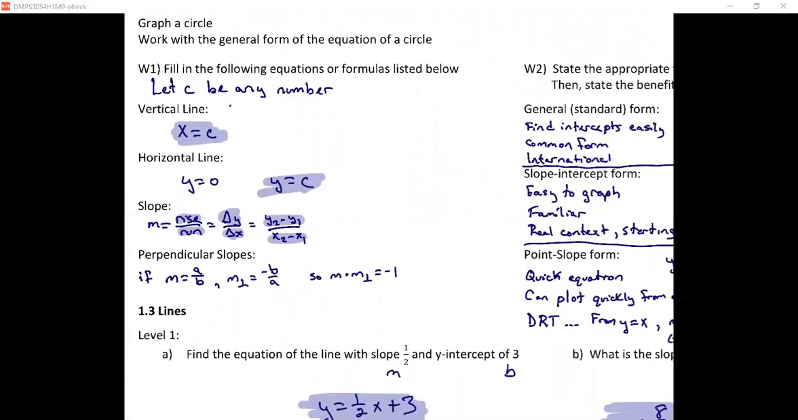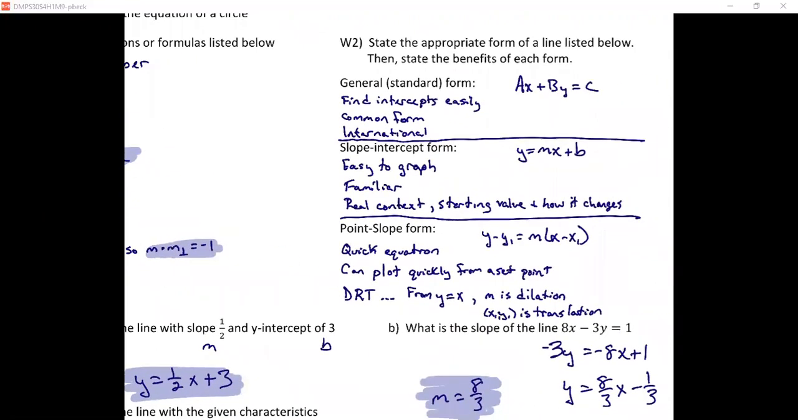Perpendicular slopes, we know, are opposite reciprocals of each other. So if your slope is a over b, your perpendicular slope is negative b over a. One of the properties of perpendicular slopes is that when you multiply them together, you get negative 1. This is good to mention now, but has a lot of implications when we start talking about vectors in the future.